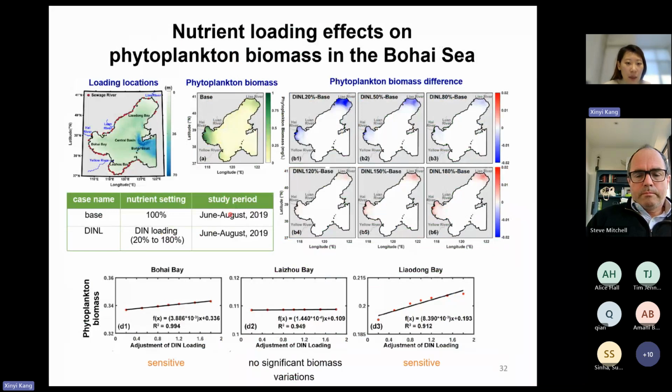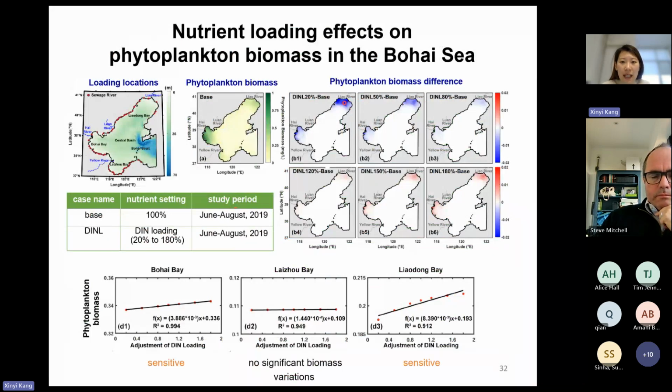And we chose the summer of 2019 as a study period due to the peak phytoplankton biomass in this period. In this experiment, we artificially scaled the riverine DIN loadings for all 4 major rivers and 6 sewage rivers along the Bohai Sea coast by different percentages: 20, 50, 80, 120, 150, and 180, while keeping the DIP flux unchanged, and compared with the base case.